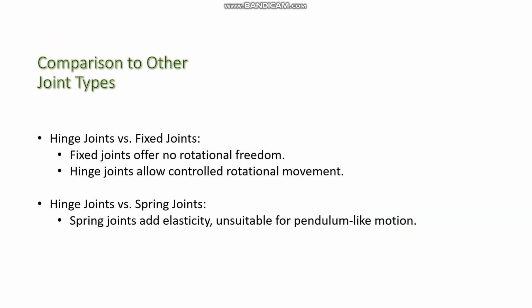Let's compare hinge joints with other joint types. Unlike fixed joints, which offer no rotational freedom, hinge joints allow controlled rotation around a single axis, making them ideal for swinging and grappling. On the other hand, spring joints add elasticity, which is great for bouncy effects, but unsuitable for pendulum-like motion. This comparison highlights why hinge joints are the preferred choice for creating smooth and realistic rotational mechanics.